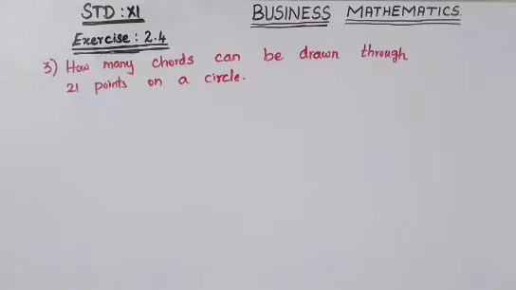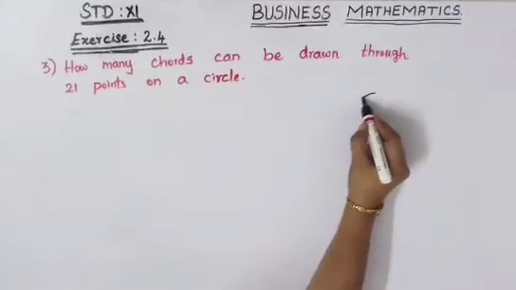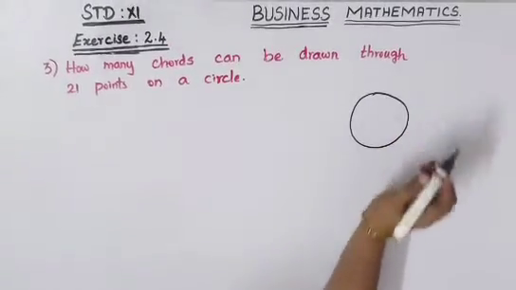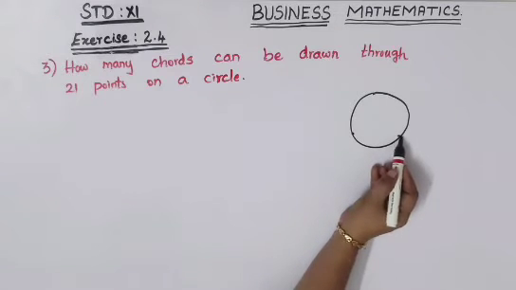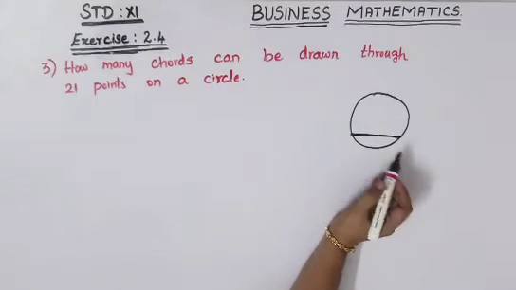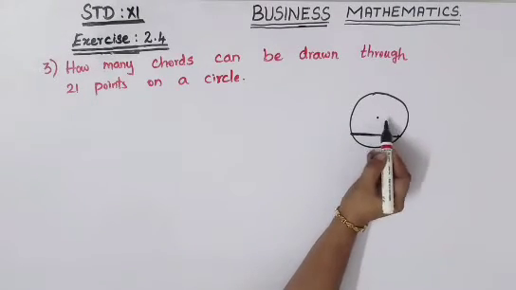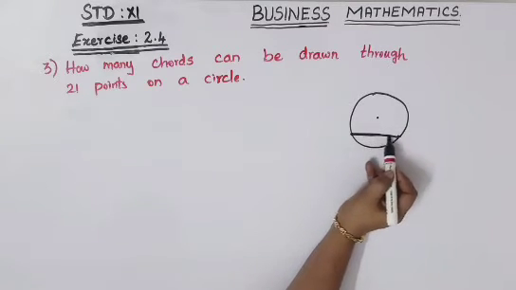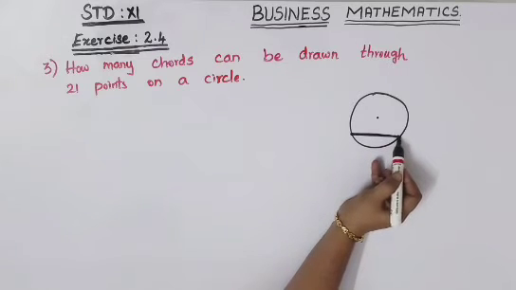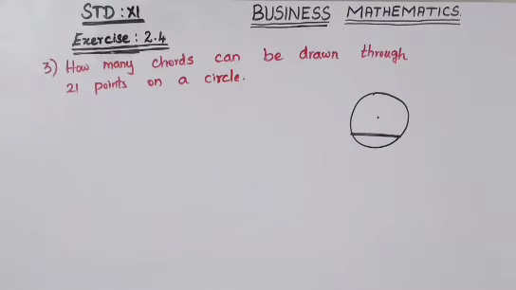Third question. How many chords can be drawn through 21 points on a circle? So they have given you a circle. So in the circle they are asking you to draw chords. Okay. So chord is nothing but joining of 2 points on the circle like this. Then this is called as a chord. Okay. But not through your center. If it goes through your center, then that will become as your diameter. So chord is any 2 points you can join in your circle. That line is called as a chord. Okay, so like this, how many chords you can draw it? They have given you 21 points.